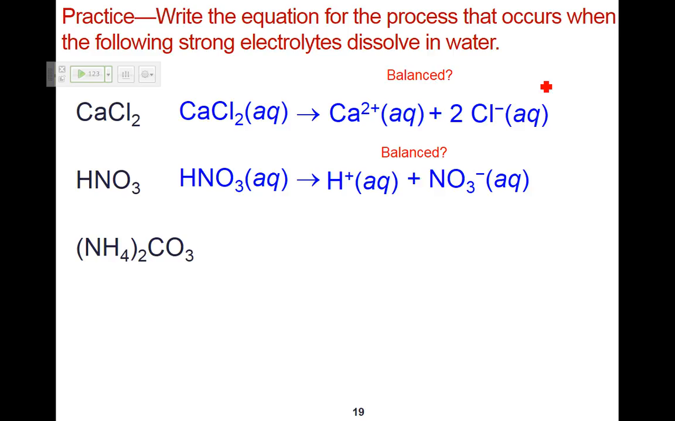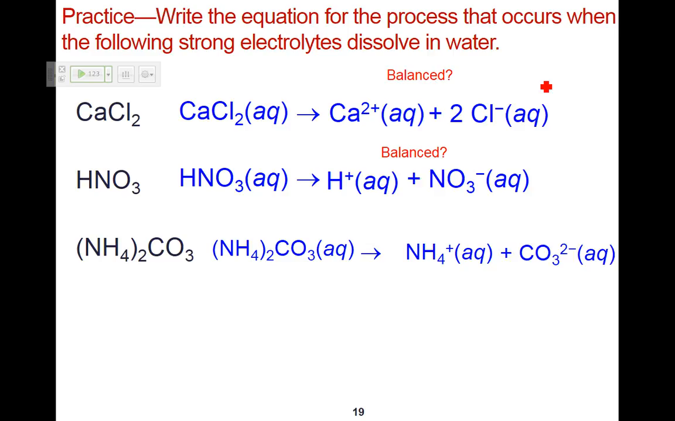Lastly, we have (NH4)2CO3. That's 2 polyatomic ions, and you still need to remember that and recognize them. So we have my ammonium ion and my CO3 ion. Again, my first step, writing that with aqueous behind it, because that represents it's dissolved in water. My NH4 ion is NH4+, and again, aqueous. Plus my carbonate, CO3 2- ion, again, aqueous. I'm not breaking up my polyatomic ions. I'm just breaking up my anion and my cation.